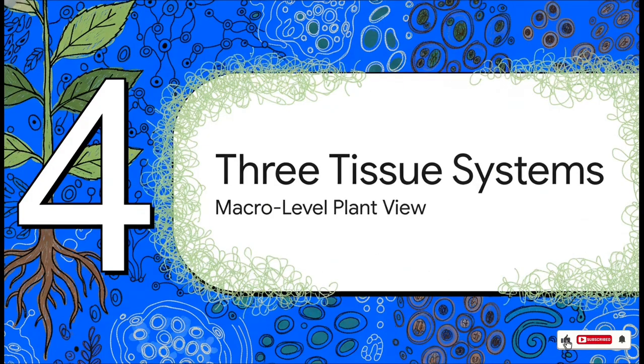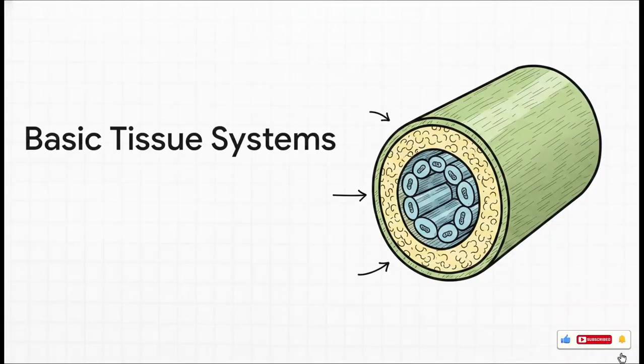Okay, let's step back and take a macro-level view of the plant architecture. Moving to Section 4, the 3 tissue systems. Basically, the whole plant is built from just these 3 tissue systems. Number 1, epidermal tissue system. Number 2, ground tissue system. And number 3, vascular tissue system. This triad should be fixed in your mind.